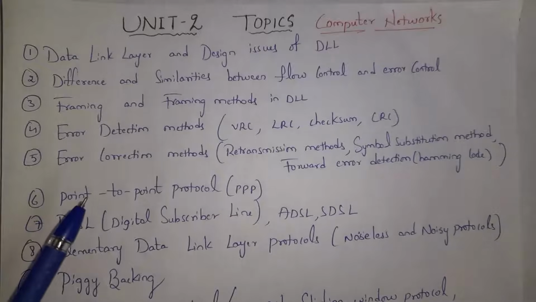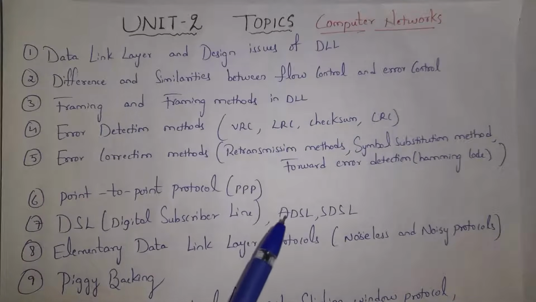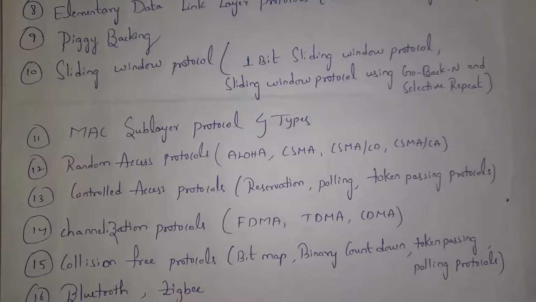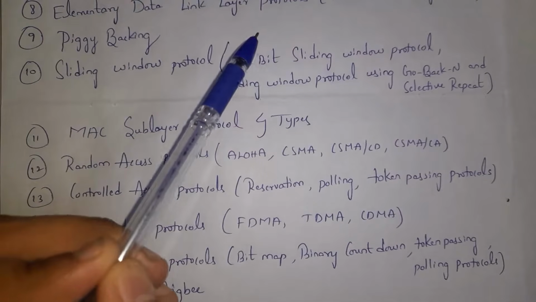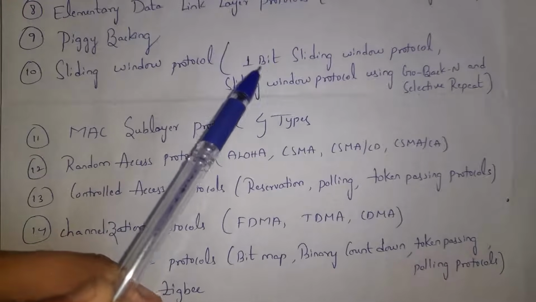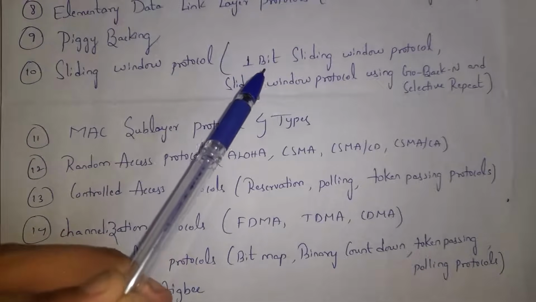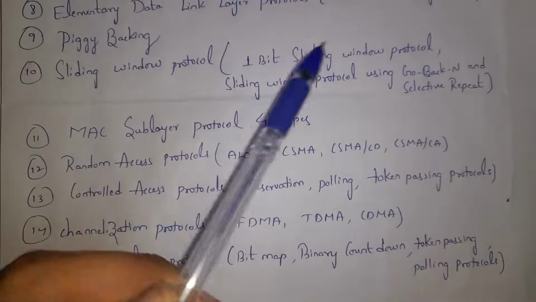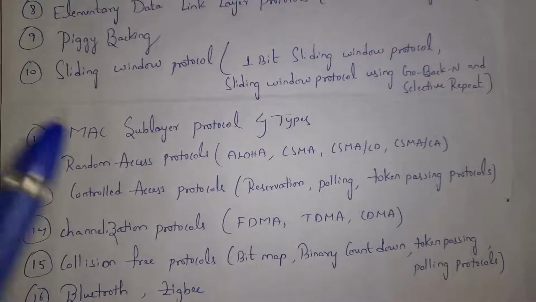what is ADSL and HDSL, and I will explain what are elementary data link layer protocols. I will explain both noiseless and noisy protocols, and what is piggybacking, what is sliding window protocol, and types of sliding window protocols, that is 1-bit sliding window protocol, sliding window protocol using go back N, and sliding window protocol using selective repeat. And I will explain what is MAC sublayer protocol.